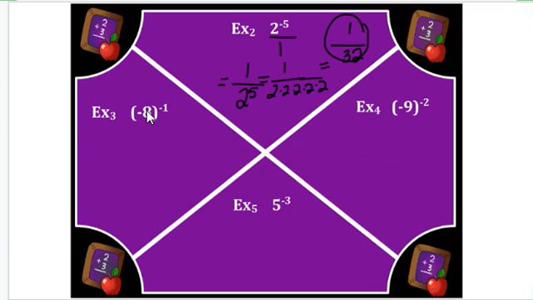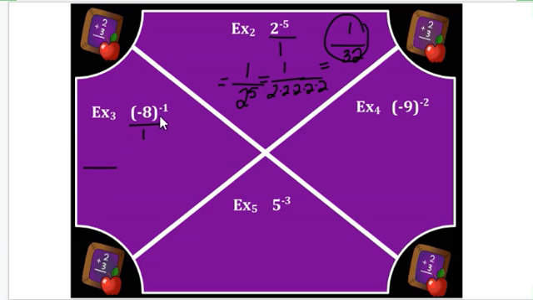Example 3. This time we have a negative 8 base to the power of negative 1. So since we have negative exponents, remember we're looking for negative exponents, not necessarily the base. We're looking for the number up here to be negative. We want to make it a fraction, so put it over 1. We're going to send this to the bottom.